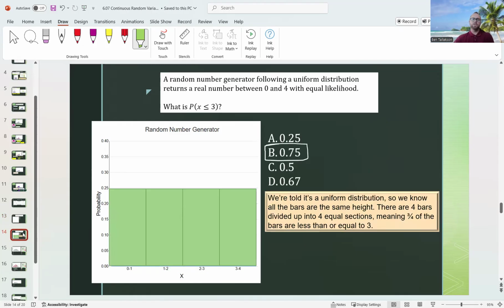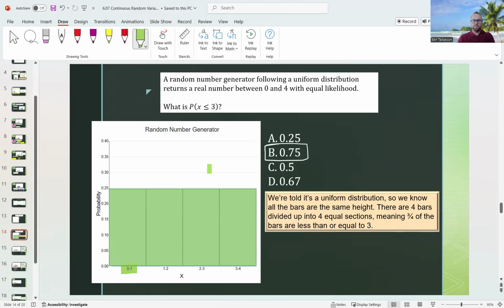If you said B, that is absolutely correct. We're told it's uniform distribution, so we know all the bars are the same height. This is uniform distribution, equal likelihood, right? All the way from 0 to 4. And there are 4 bars divided up into 4 equal sections, meaning 3/4 of the bars are less than or equal to 3.